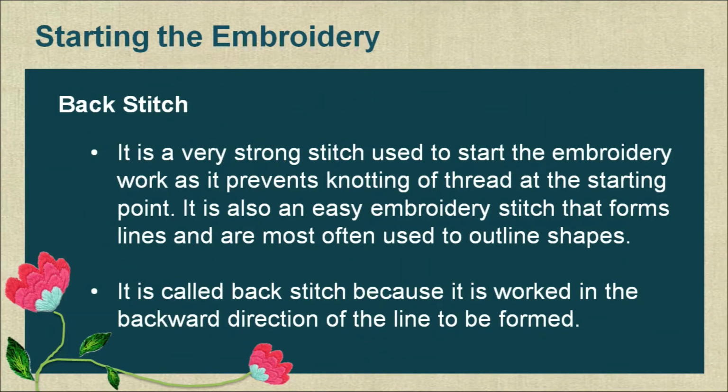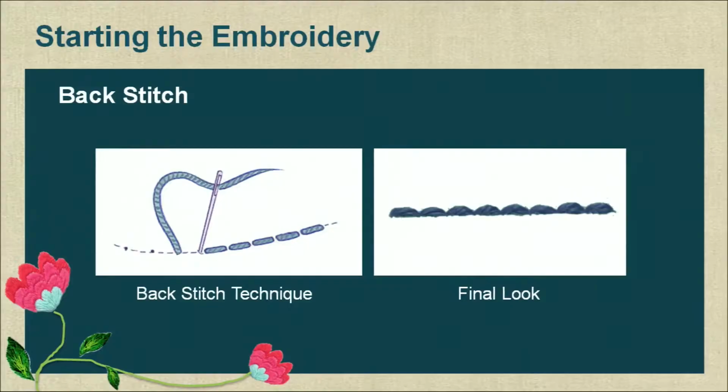It is also an easy embroidery stitch that forms lines and is most often used to outline shapes. Sarika has shown you the process. Now, to achieve the best look, make sure that the stitches are small, evenly placed and regular. When working a sharply curved line, you have to see that stitches are very small so that the curve flows. There should not be any sharp angles.